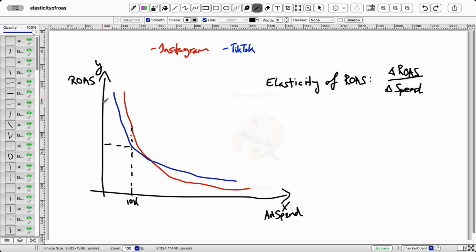So for this channel, this is the TikTok channel, let's say the return on ad spend is lower, so let's say maybe it's 3.5. And then for this channel here, Instagram, let's say we can get a return on ad spend of 4, for simplicity reasons, to make it this number. Of course, it will hardly ever be that high, I guess, for Instagram, but it depends what you do.